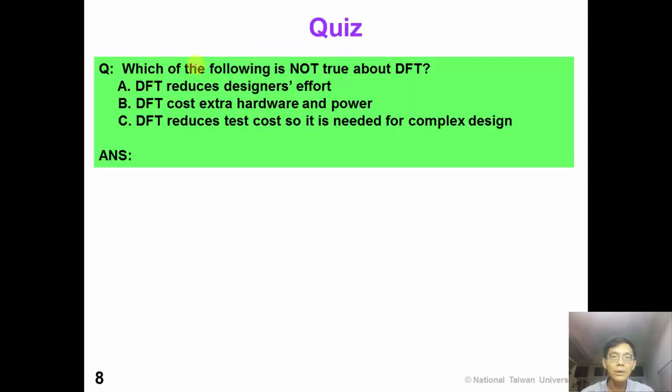Now it's time for a simple quiz. Which of the following statements is not true about DFT? A. DFT reduces designer's effort. B. DFT costs extra hardware and power. C. DFT reduces test cost, so it's needed for complex design. Which is not true? Have you got it correctly? The answer is A. DFT actually requires more designer's effort. Inserting DFT circuit may not be trivial.